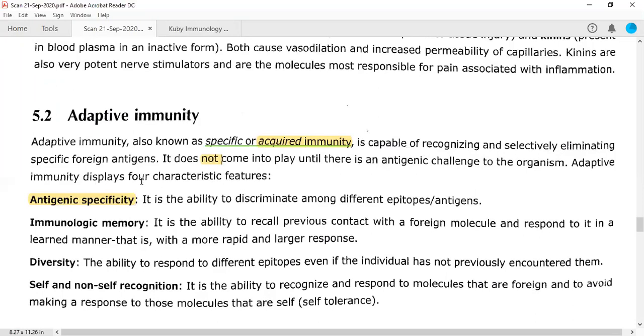So, the four major characteristics of this adaptive immunity are, first, antigenic specificity. Very, very important is immunogenic memory, which is actually not shown by the innate immune response. And many times the question has been asked from this one. So memory is one characteristic which is shown by this adaptive immune response, and it is absent from the other type, right? So it is the ability to recall the previous contact. इसको बोलते हैं secondary immune response.